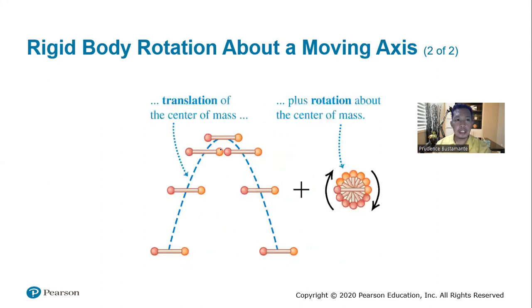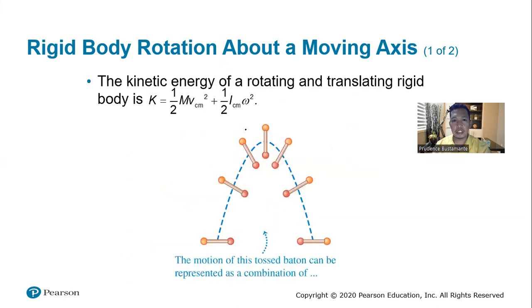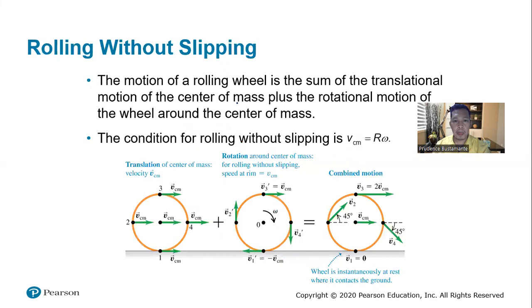So we have here the rigid body with translation plus rotation. The kinetic energy in that situation is given by this formula.